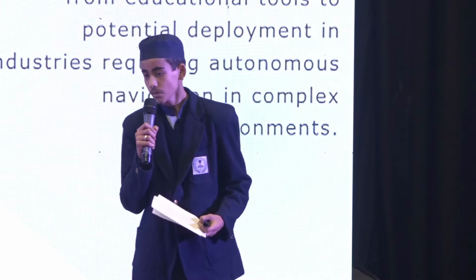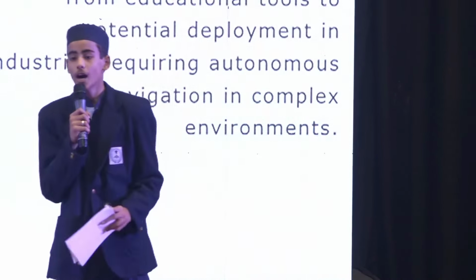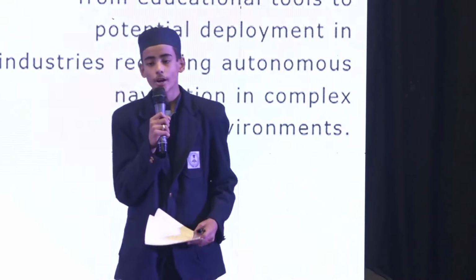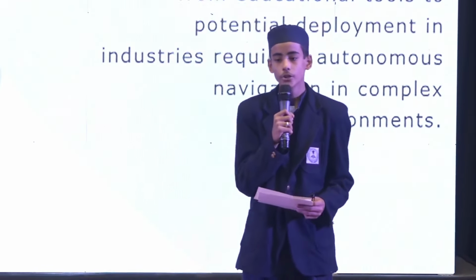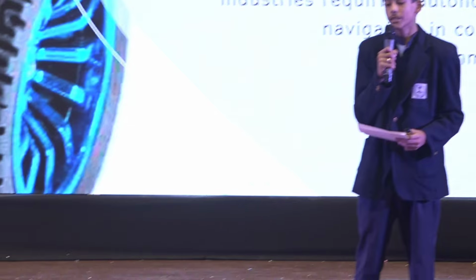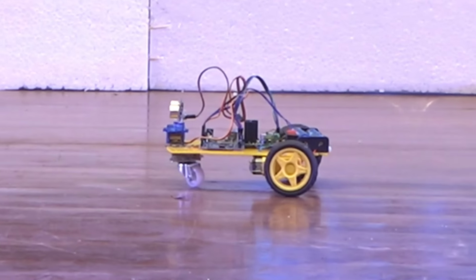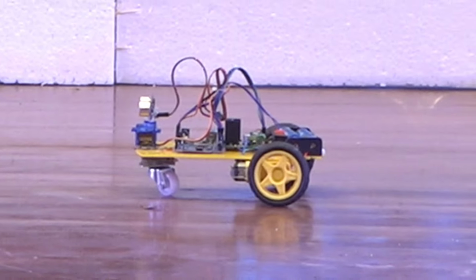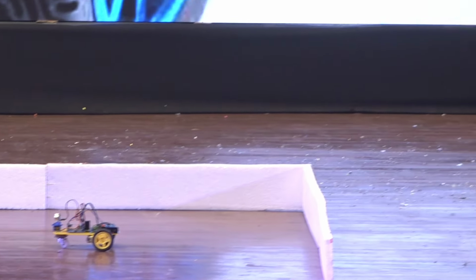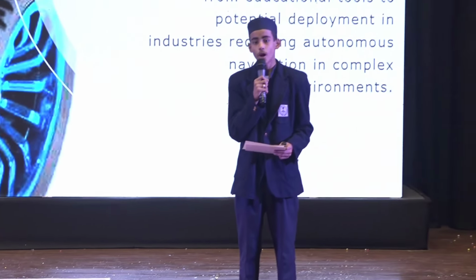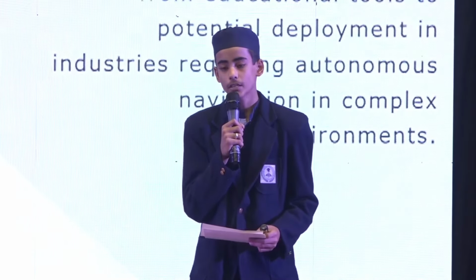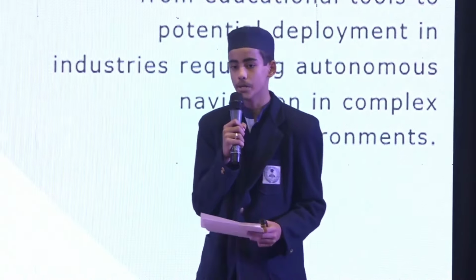Now, meet Obi, your friendly Arduino Uno robot. The obstacle avoidance robot, driven by an Arduino Uno, utilizes a sensor to detect and navigate around obstacles in real time. Its applications span from educational tools to potential development in industries requiring autonomous navigation systems in complex environments.